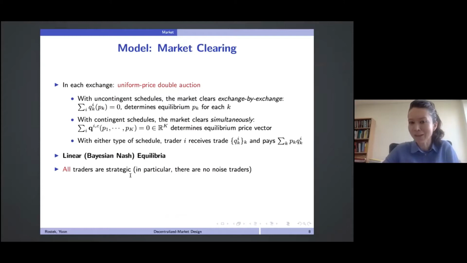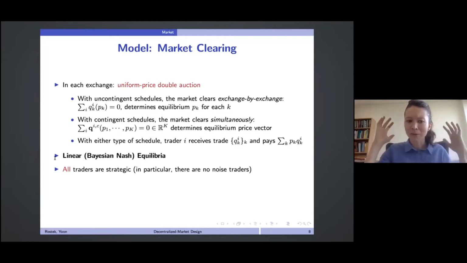How is the market organized? Well, in each exchange, trade takes place through the standard uniform price double auction, in which traders submit price contingent demand schedules. So these schedules are still contingent on the prices of the assets traded within an exchange. The market clearing price is determined by the aggregate net demand equal to 0, and individual quantities are given by the submitted schedules at the market clearing price. We'll focus on equilibria in linear demands. And all traders are strategic, so nothing I'll say relies on the presence of noise traders or not fully optimizing agents.